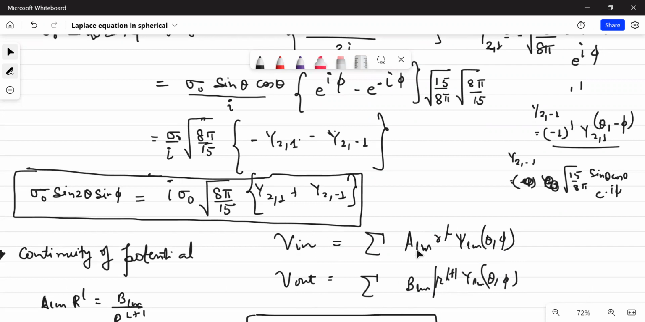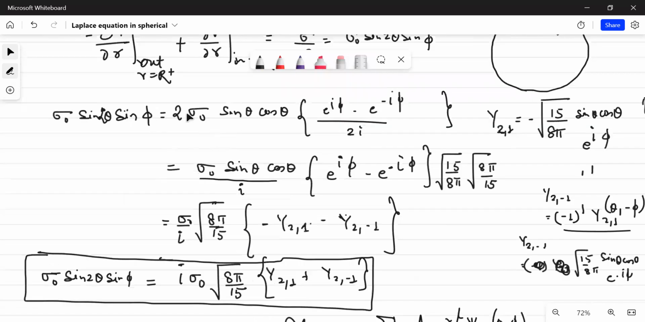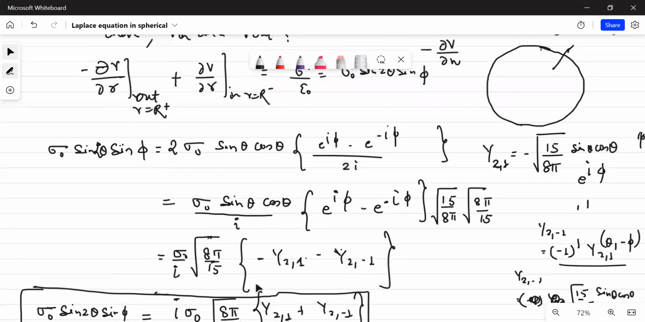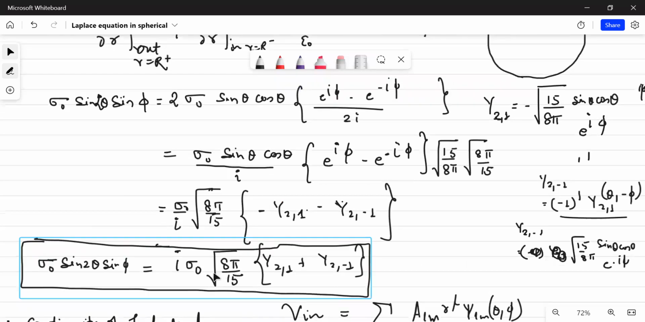First, we have to find this A_lm and B_lm. If we are not able to find them, then we will not be able to find V inside and V outside. What I did was I tried to write this surface charge density in terms of spherical harmonics. My plan was that if I'm able to write the charge density in terms of spherical harmonics, then sigma naught sin 2 theta sin phi I wrote as i sigma naught root over 8 pi upon 15 times (Y_2^1 plus Y_2^-1).